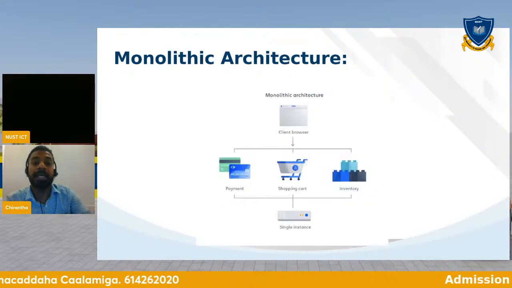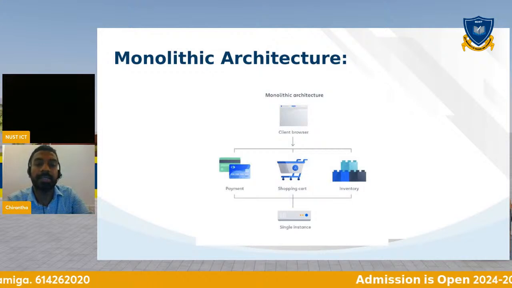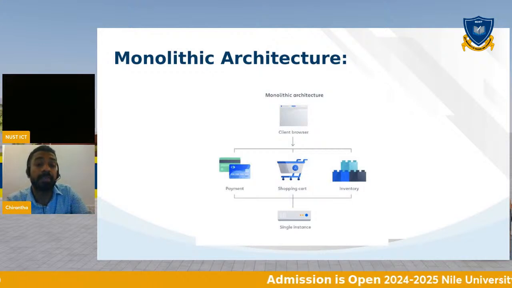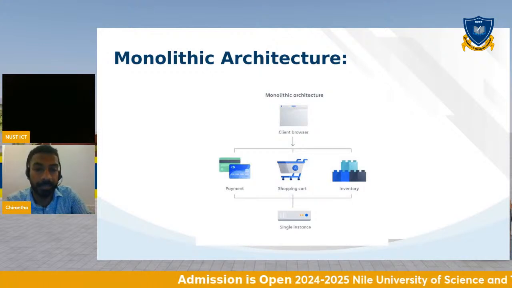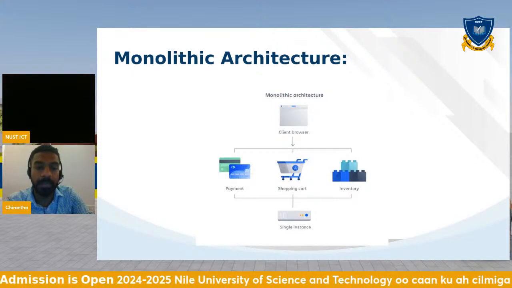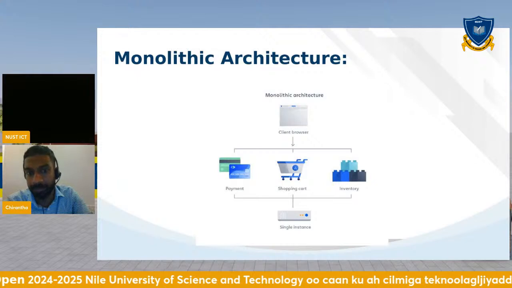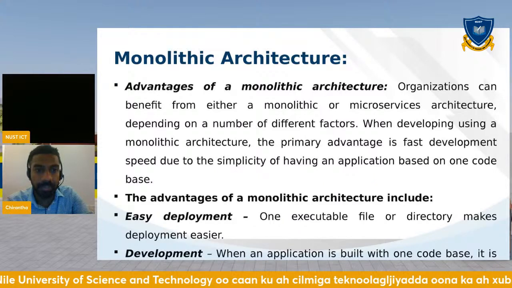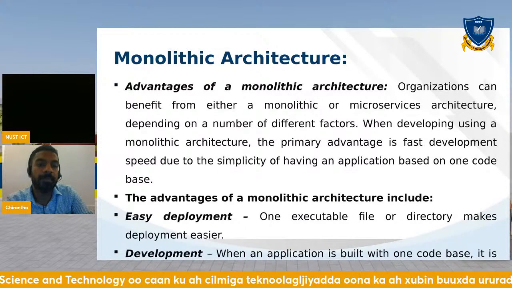So in that particular case, you can see some kind of architectural design for the monolithic architecture for a shopping cart application in this figure. All the payments, shopping cart, inventory, everything is connected in one particular place. So the monolithic architecture comes with a few advantages.